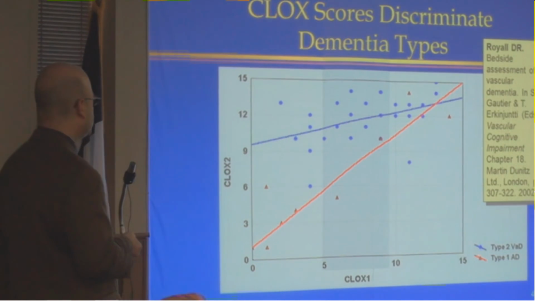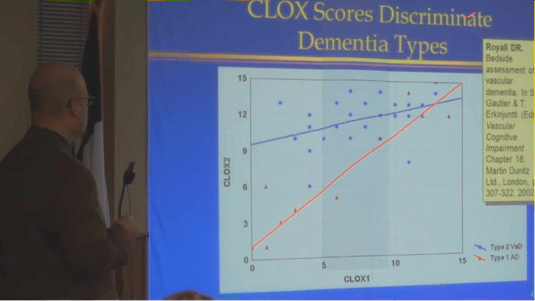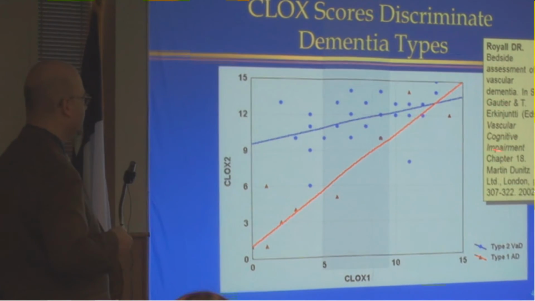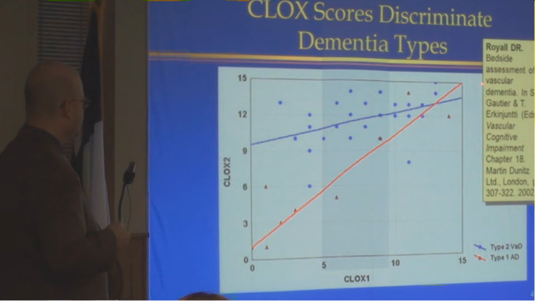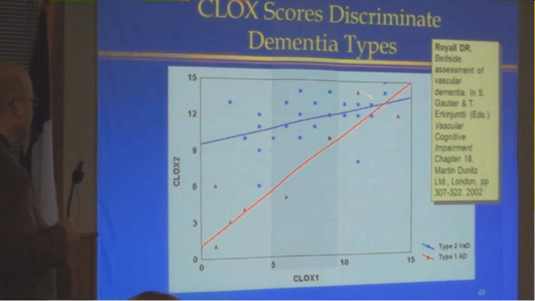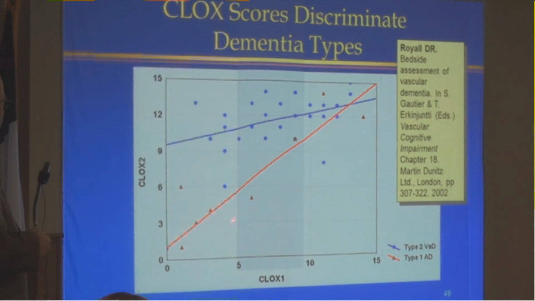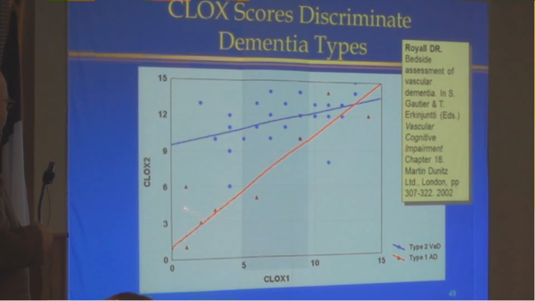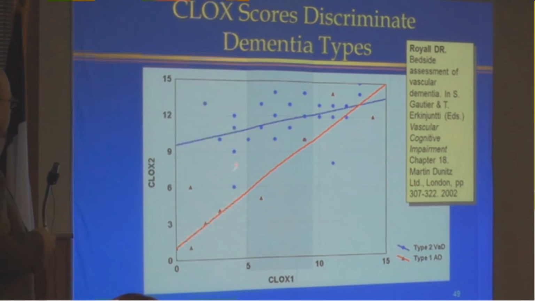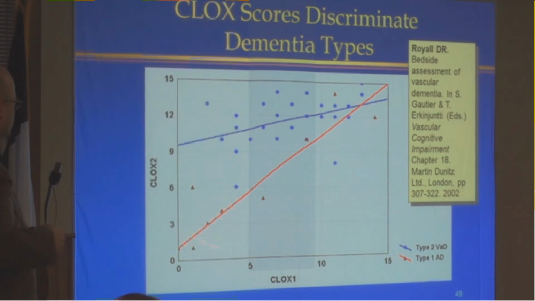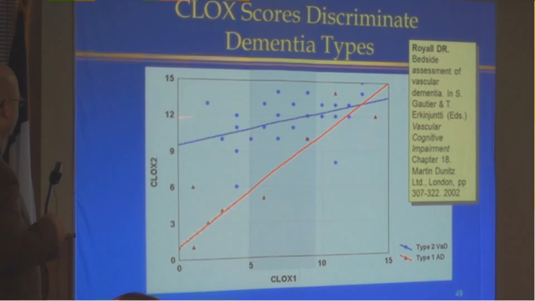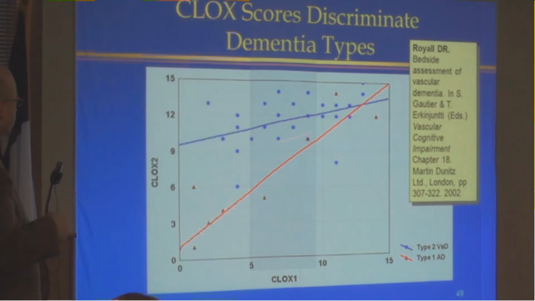This is the overall clock score between the dementia types, from the study as well. Up here is the type 2 dementia, and down here is Alzheimer's disease. So they usually fail both tests. Patients with vascular dementia usually fail clock 1 only.